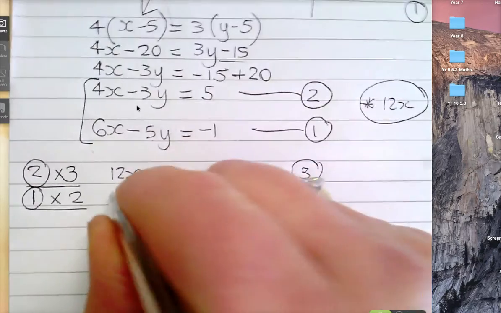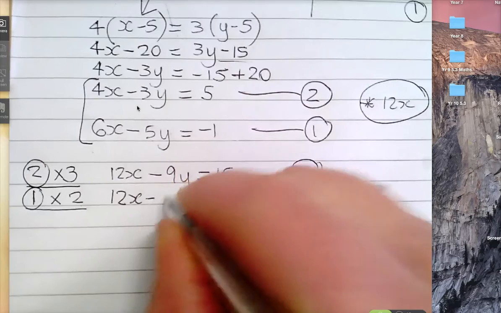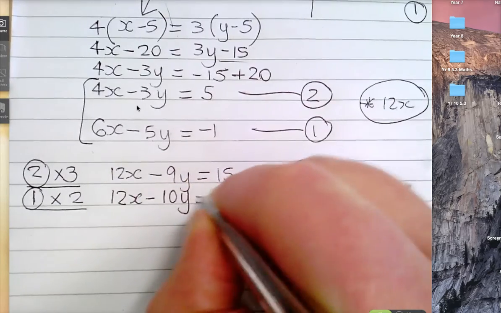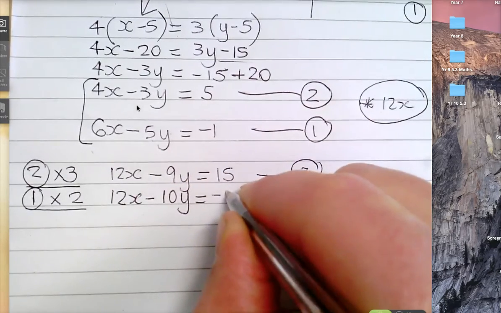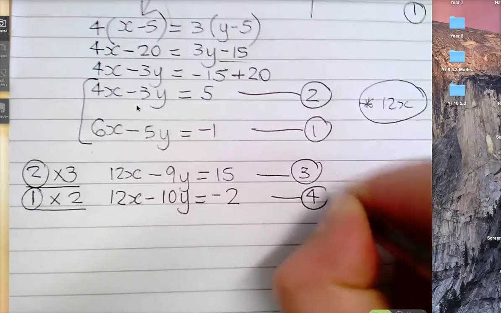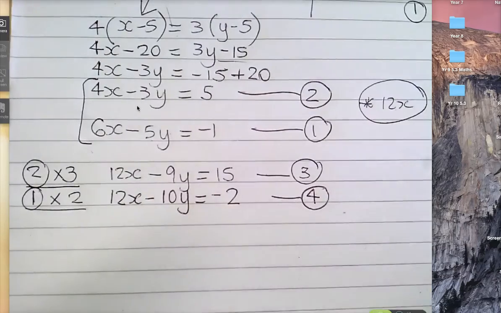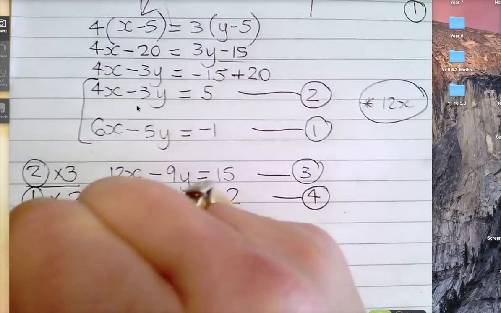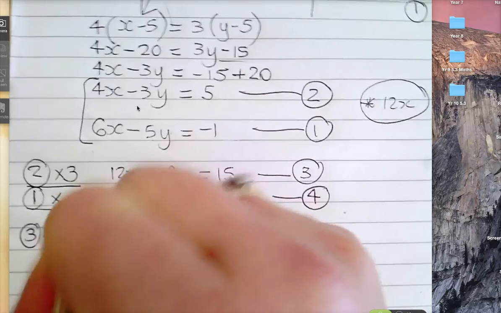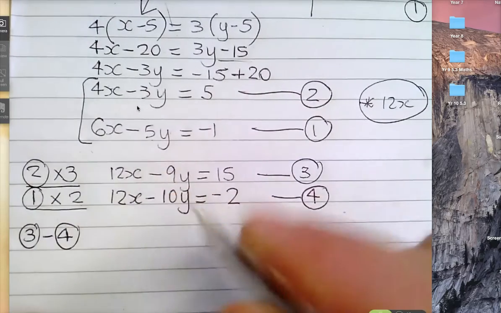What do we got? 12x minus 10y is -2. That's equation 4. Now what are we going to do? The 12x's are identical, and if you subtract something, take away itself, it goes. You can do 4 minus 3 or 3 minus 4. I'm going to do 3 minus 4. So 12x minus 12x, be careful here.